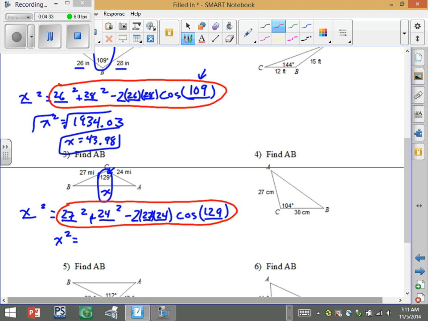So here we go. So 27 squared plus 24 squared minus 2 times 27 times 24 times the cosine of 129. So x squared here is 2120.6. Don't forget to take that square root. So here x equals 46. We'll just go 46. Right.